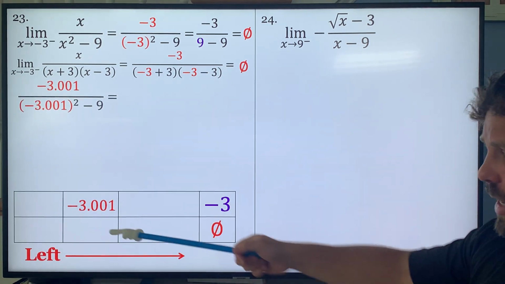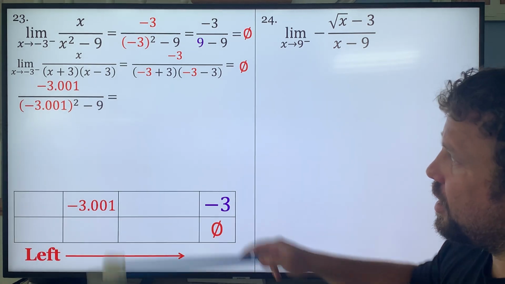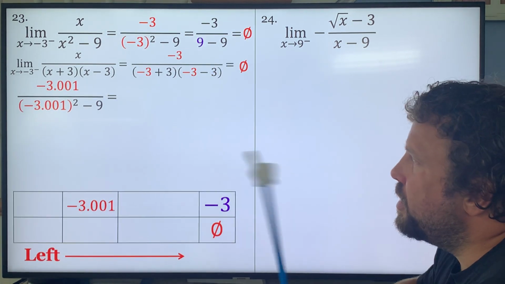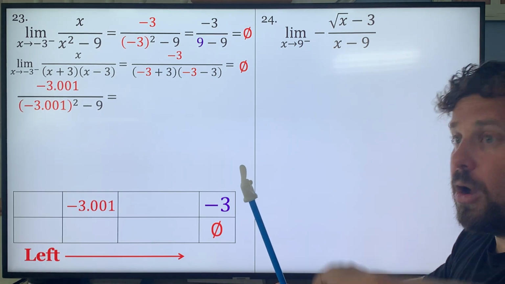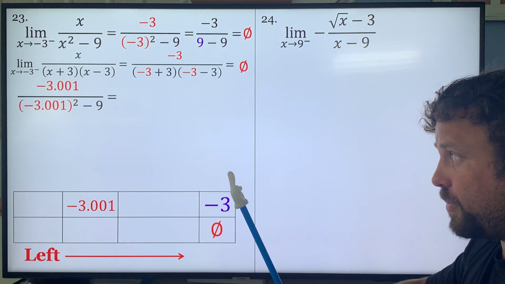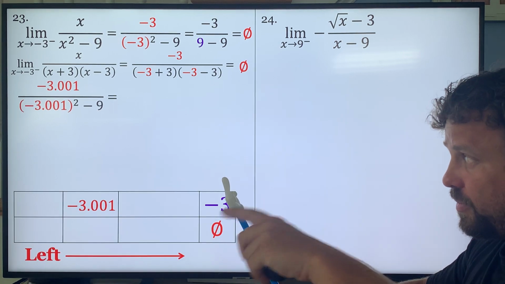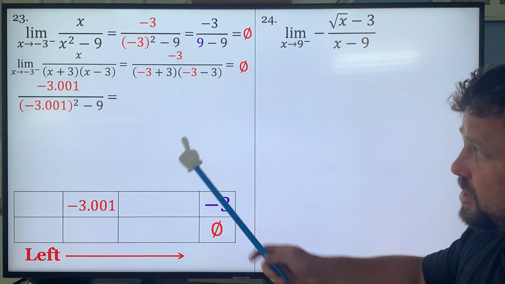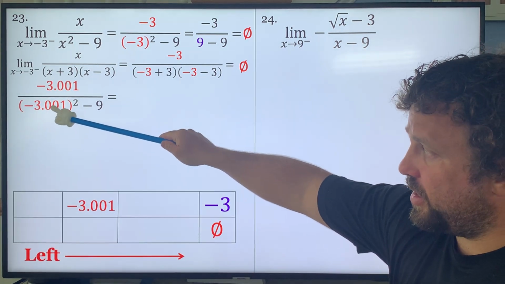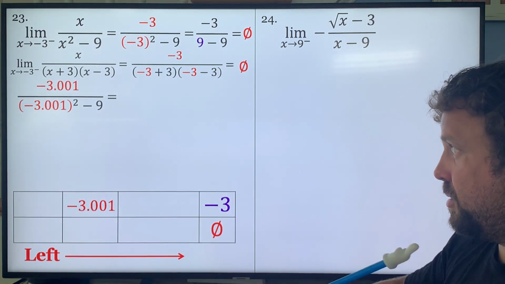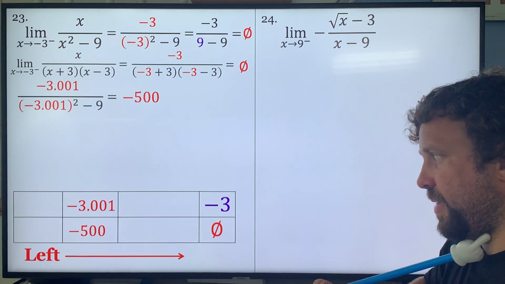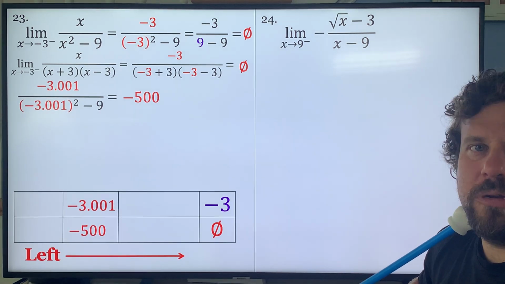Pick a number. I'm going to pick negative 3.001. Type that in. Negative 3.001 divided by open parentheses, negative 3.001, close parentheses squared, minus 9, close parentheses. Notice I had a set of parentheses for both the whole denominator and this number that I was squaring. So I had 2 there. I get about negative 500. All right, that's a weird number.